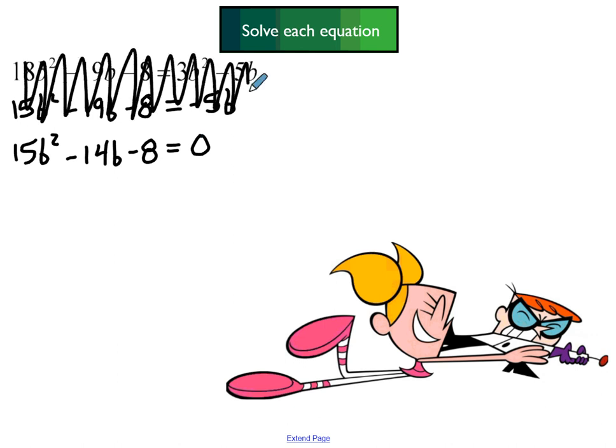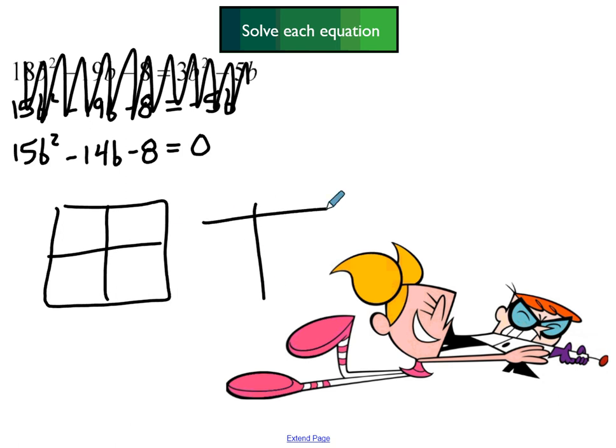So I'm going to go ahead and draw my box, make my table. I put 15b squared here, -8 over here. This time I want my problem to multiply to -120. And I want it to add to -14. So I'm going to start with -1 and 120. That adds to 119.